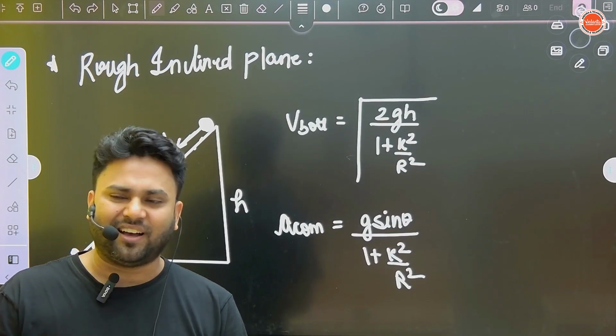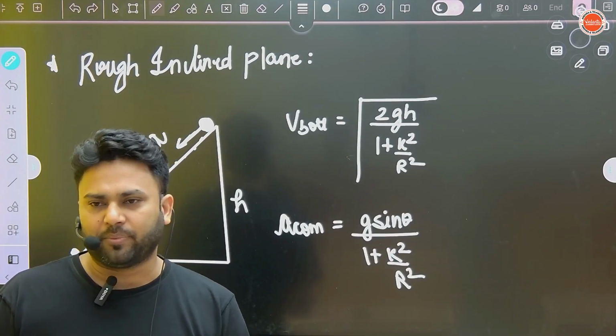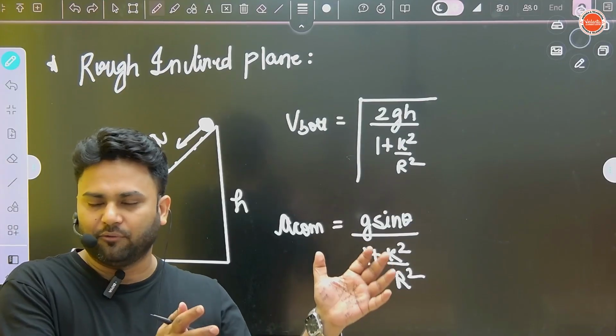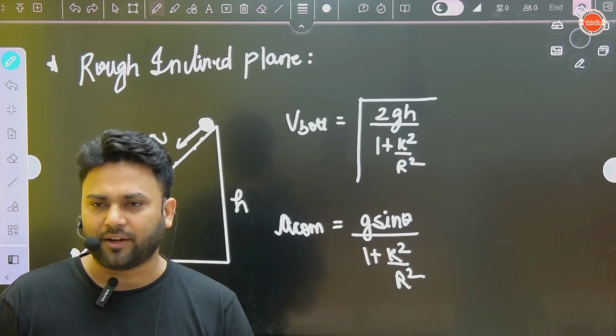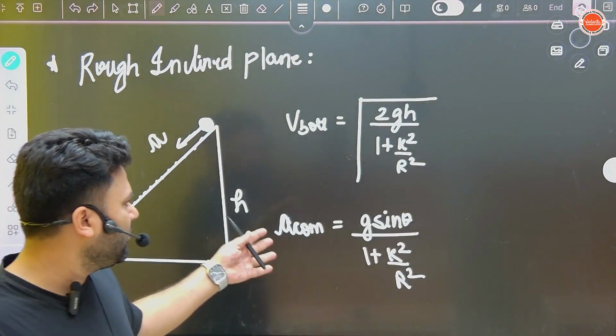Sometimes they ask conceptual questions, for which you have to practice what you have studied in 1 year and what you are practicing right now. So this is all about rotation.